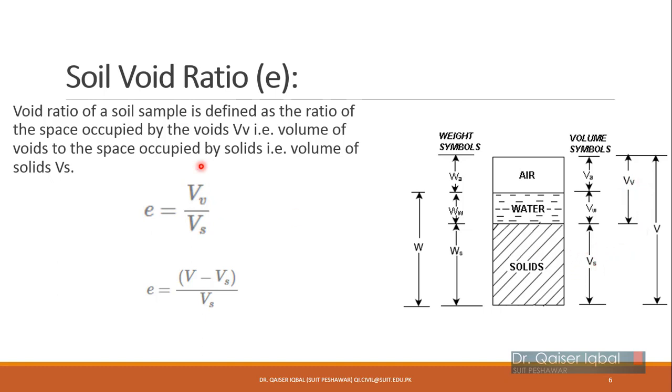If you divide volume of voids by volume of soil solids, that will give you the void ratio. As the name implies, it is a ratio and not a percentage, so it is commonly not multiplied by 100. Volume of voids divided by volume of soil solids is represented as a ratio. If the volume of voids is greater than the volume of soil solids, the value of void ratio can be greater than 1 as well, unlike porosity, which we will be discussing in the next topic. So you can calculate it like this as well.